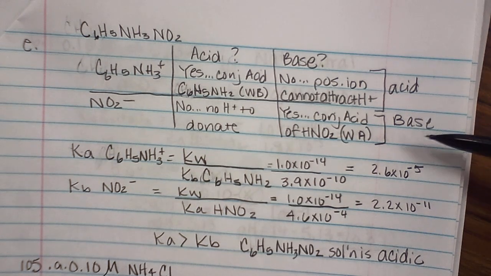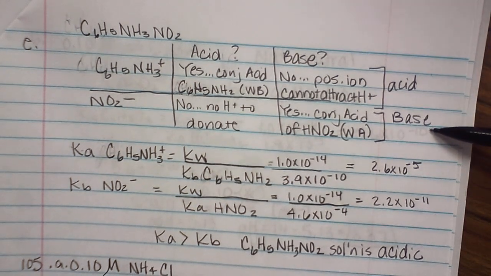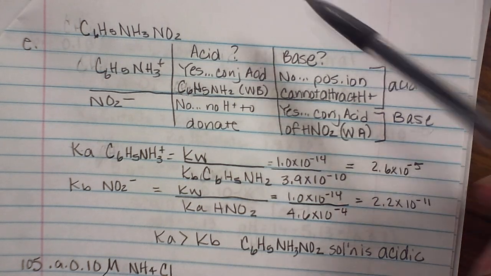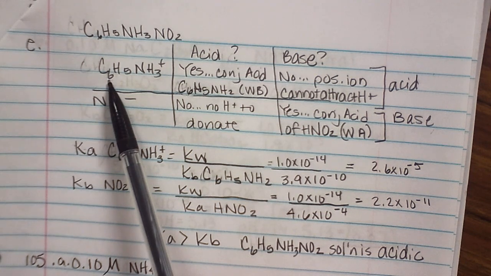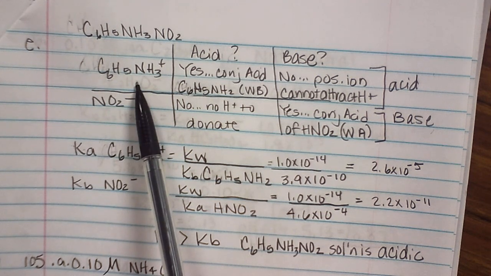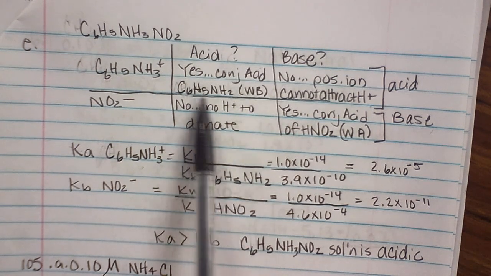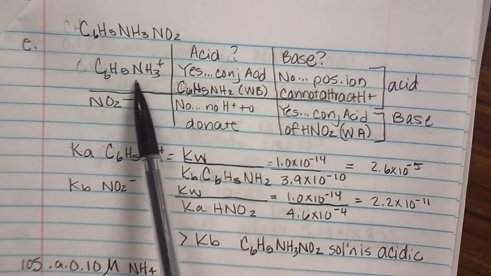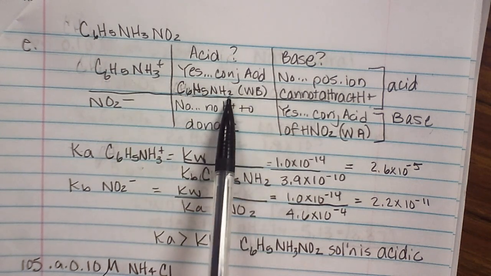Now you have to figure out whether it's going to be acidic or basic. To do that, I need to find the Ka of this compound. So I took the Kb of its base, because it's the conjugate acid of this base.